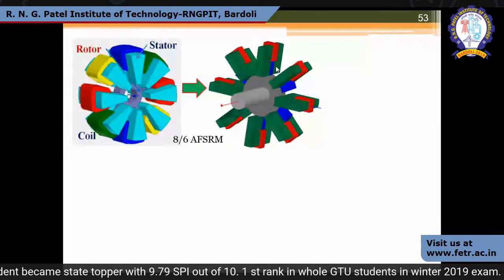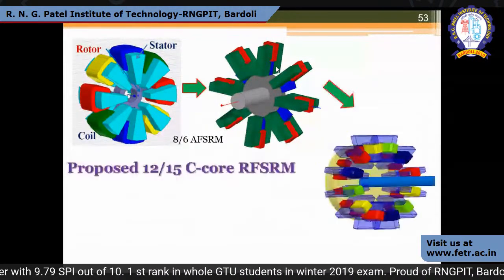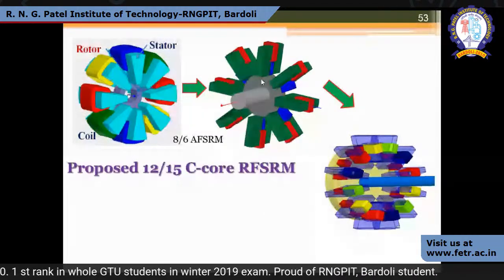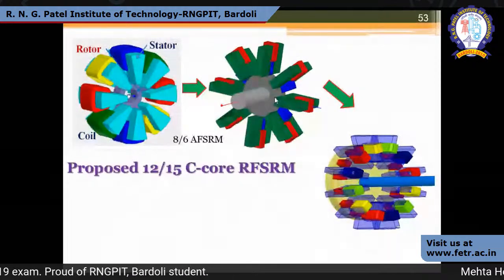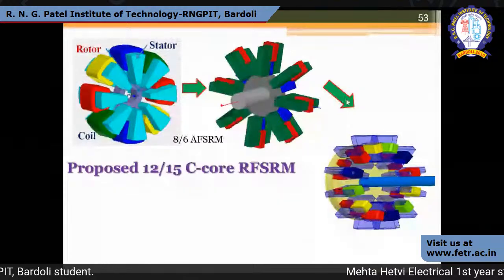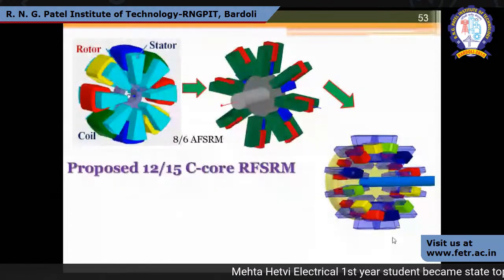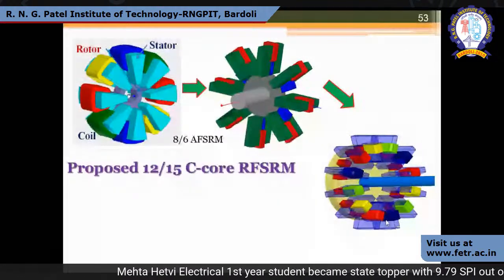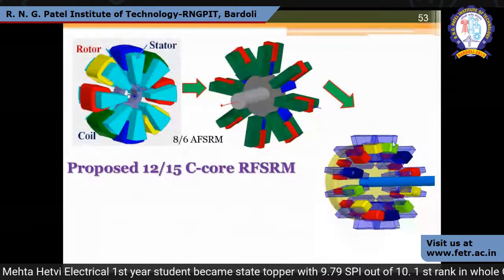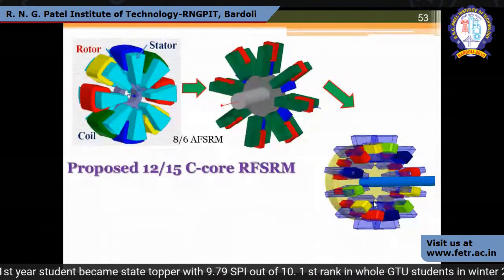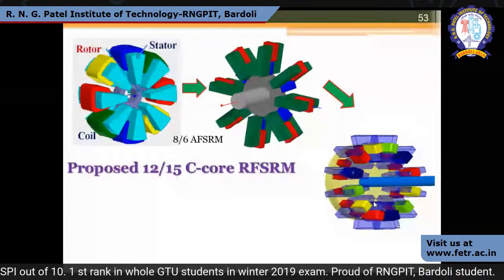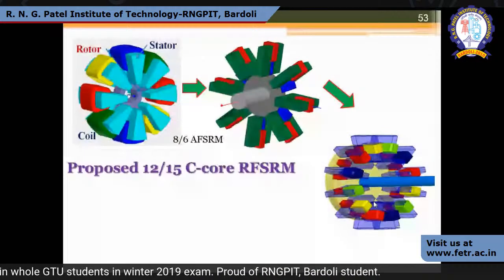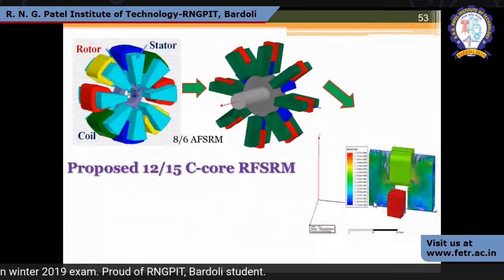Look, similarly here, if we increase the number of poles, then what's happening? For that purpose, we have done a new analysis with a new geometry in which the number of poles is increased. And if the number of poles is increased, then what's the effect on the performance of the machine? We have identified the geometry, we have analyzed it, and we got a satisfactory result like this.